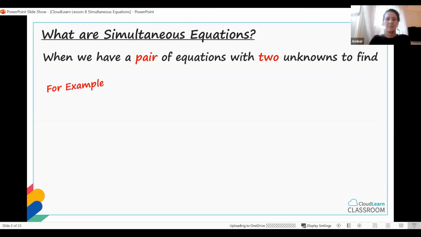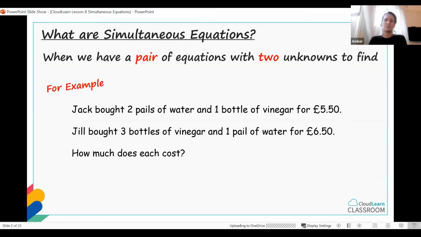So here's an example of a simultaneous equations problem we're going to look at today. And I've put it in words because I think it's easier to understand that way. So in this example, Jack bought 2 pails of water and 1 bottle of vinegar for £5.50. Jill bought 3 bottles of vinegar and 1 pail of water for £6.50. And then the problem is just finding out how much each costs. So how much is 1 pail of water and how much is 1 bottle of vinegar?